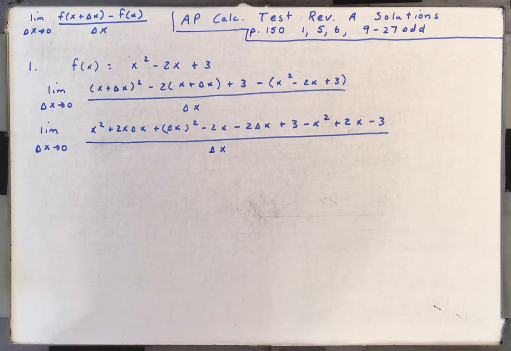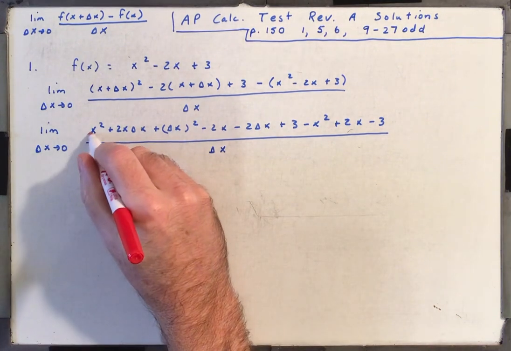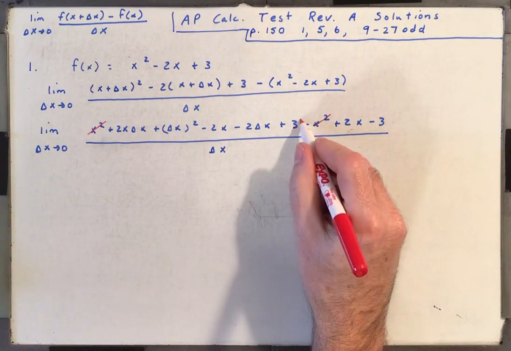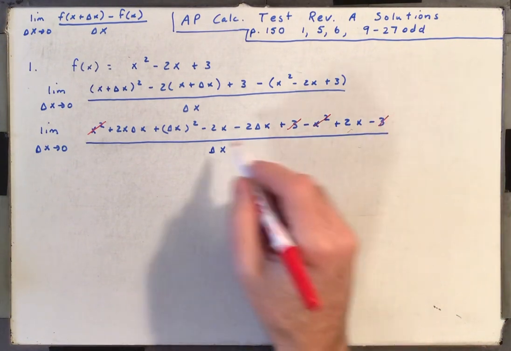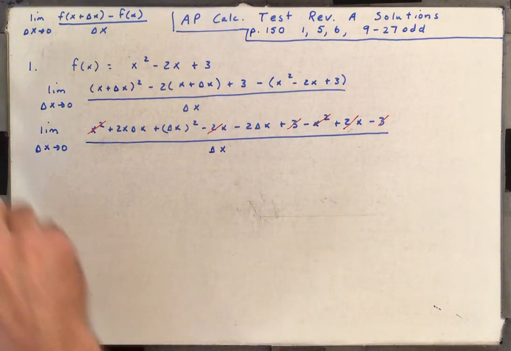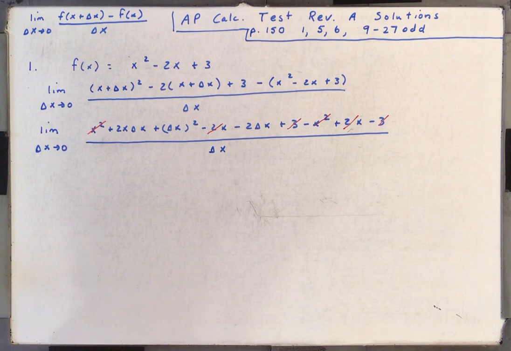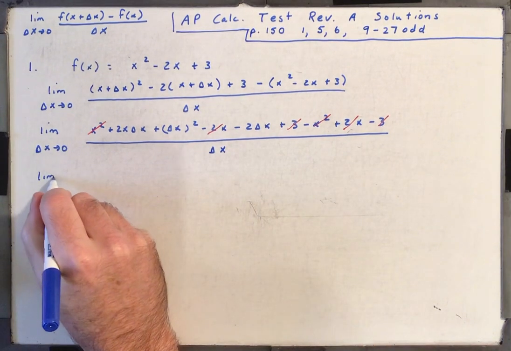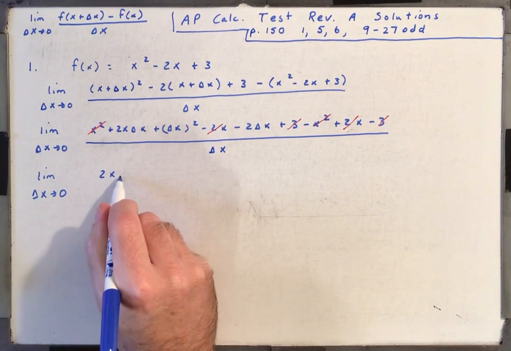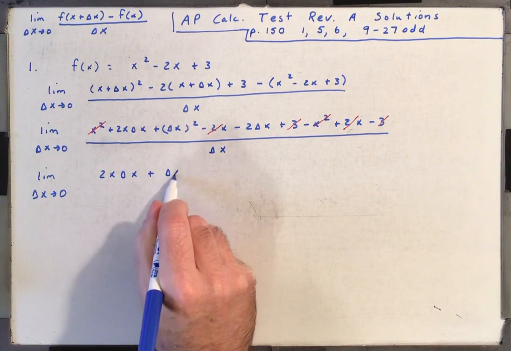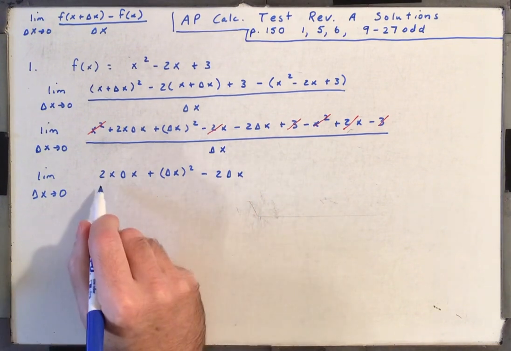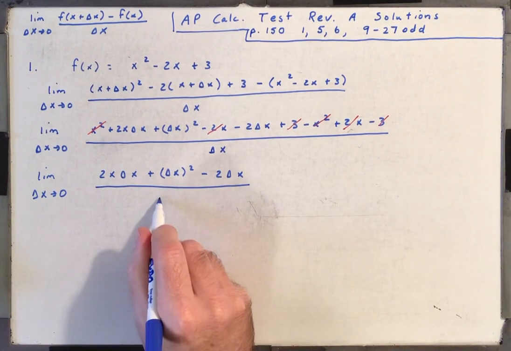Now, a lot of terms are going to cancel out. We've got x squared, we've got negative x squared. We've got 3, we've got negative 3. I've got negative 2x, positive 2x. So all that's left are the delta x terms. So we have the limit as delta x approaches 0 of 2x delta x plus delta x all squared minus 2 delta x. Right? That's all of them that haven't been canceled, over delta x.